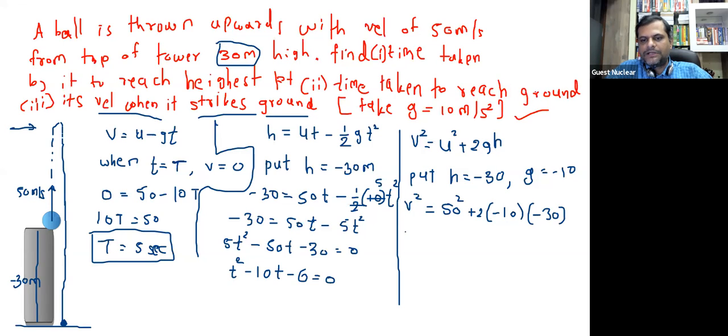जिसको लेके हमको ये मिलेगा v स्क्वायर इज इक्वल टू 50 स्क्वायर मतलब 2500. करेक्ट? प्लस what is this 600, right? So it is going to be 600, and if we add these two up we get it as 3100. Yes, and then we'll be able to find out the velocity, which is going to be actually root of 3100, which can be found out by using the calculator or just log tables.